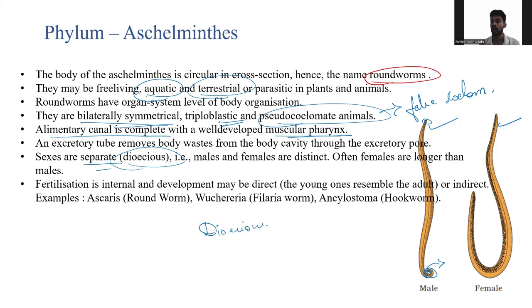Okay. And often, as I have told you, the female will be longer when compared to the male. And coming to the fertilization, it is internal fertilization and development may be direct. That means the younger one normally resembles the adult form itself, or sometimes it could be indirect. It depends. So examples are the roundworm, that is Ascaris, then Wuchereria, the filarial worms, and Ancylostoma, which is actually called hookworms. They are parasitic, and they normally depend on the host for their food, nutrients, and all.